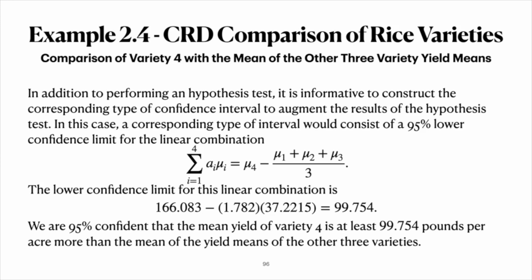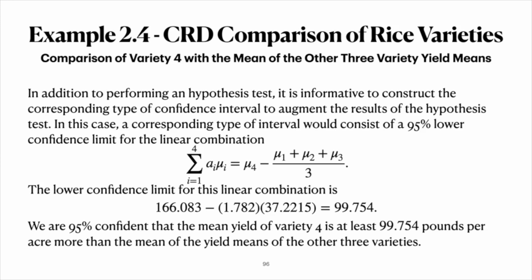Now, if we had taken the linear combination as we expressed it above, which would essentially be multiplying this linear combination by -1, then instead of constructing a lower confidence limit, we would have constructed a 95% upper confidence limit. All right, and so then that upper confidence limit would be a negative 99.754. And so then we could interpret that value based on that corresponding linear combination. But again, it's not quite as clear, all right, but it would be the exact same interpretation.